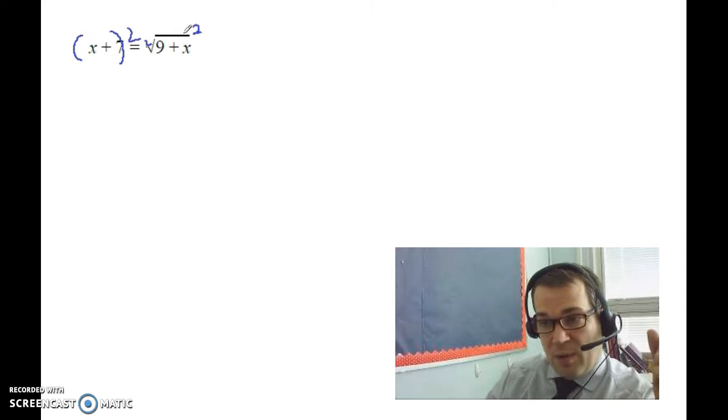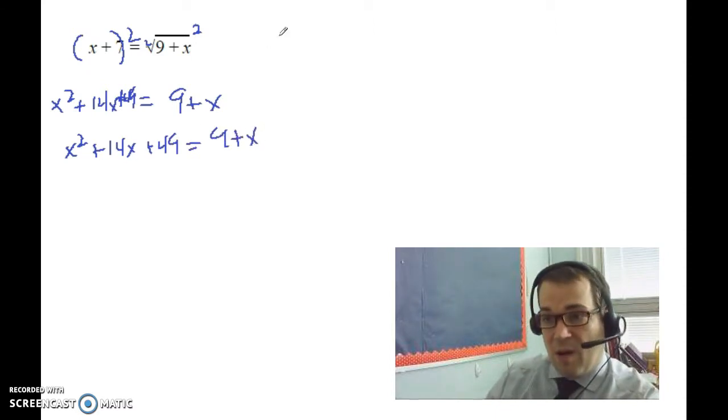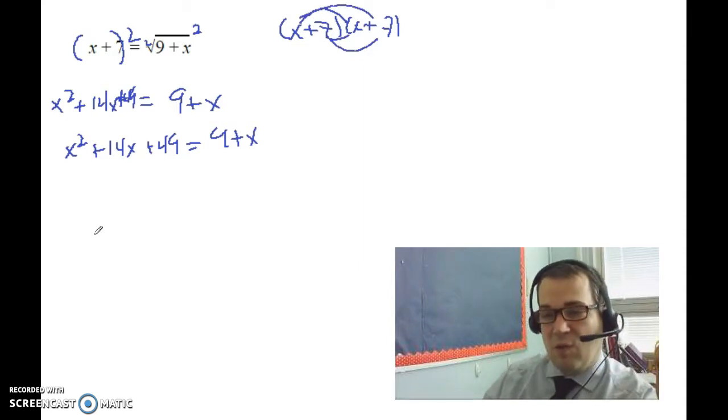The square on this side will cancel out the radical, leaving just 9 plus x. And when we square this side, we end up getting x squared plus 14x plus 49. Whoa. That's too messy. x squared plus 14x plus 49 is going to equal 9 plus x. If you're not sure where this expression is coming from, it is taking that x plus 7, multiplying it by itself by FOILing everything out and combining like terms to get this expression over here.